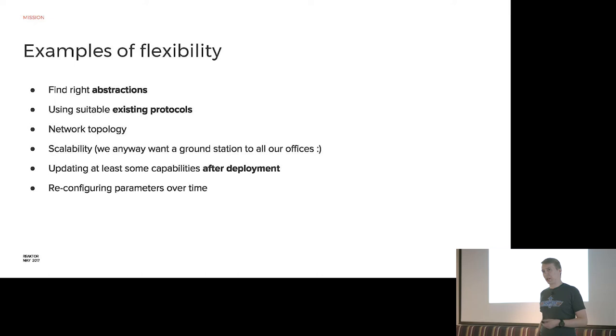And ways to achieve some flexibility, for example, find the right abstractions. As everyone probably knows, that's really hard. Using some existing protocols, providing existing tools and integrations. Having some kind of network topology that things can communicate with each other freely without committing to the organization too much beforehand. Like microservices is maybe a good comparison. And if you think about scalability, we don't need a huge scale, but if you think about it beforehand, you might come up with good abstractions.